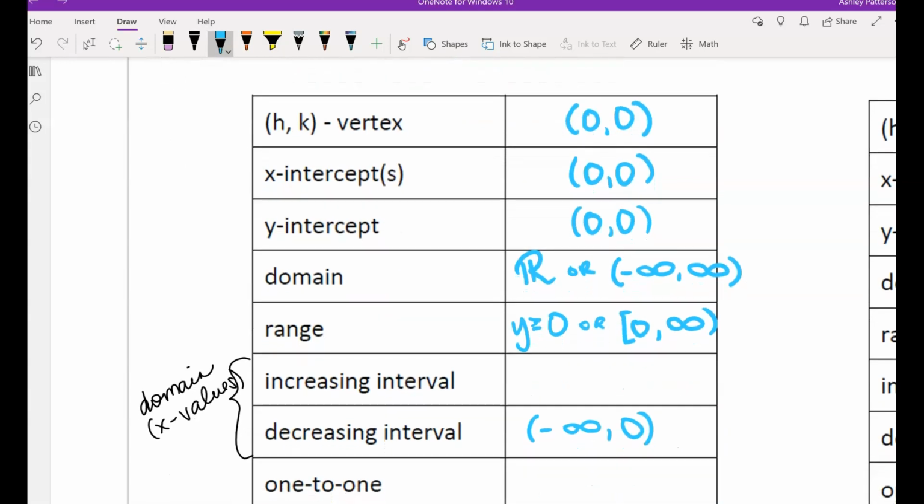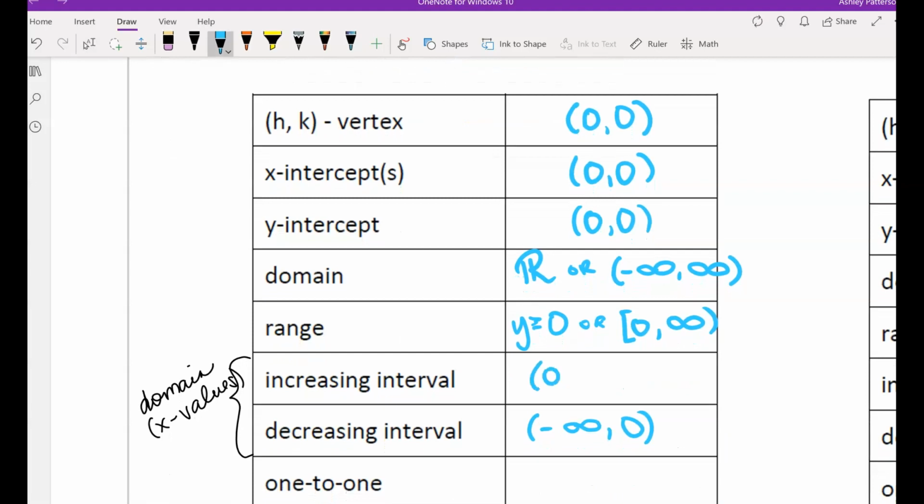So our increasing interval is 0 to infinity. In other words, as x goes from 0 to infinity, my y values increase. Okay, now those might be a little bit challenging for you conceptually, but don't worry, we're going to be talking about it a lot, and we're going to be practicing a lot. So you'll get practice with it.